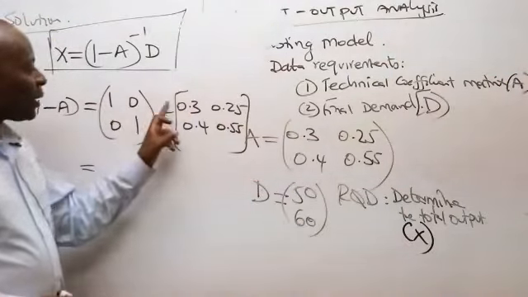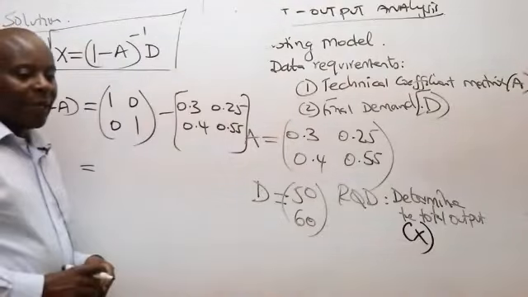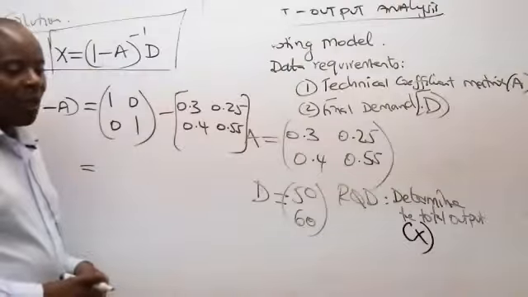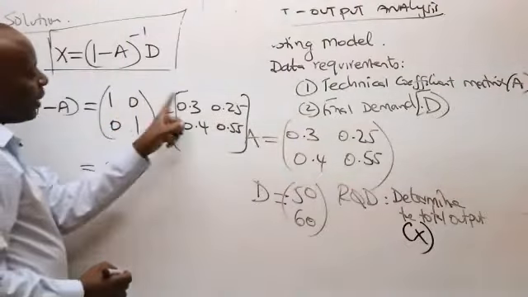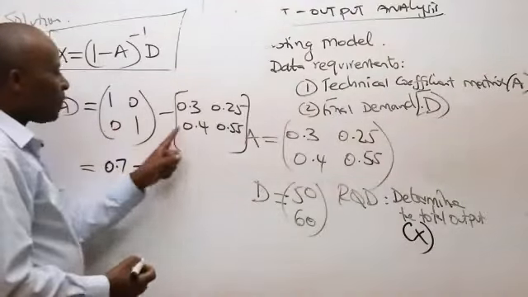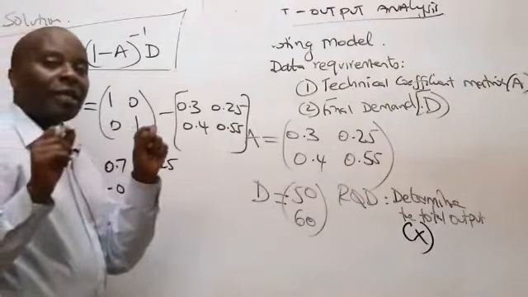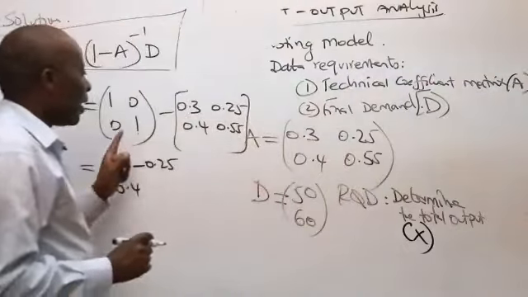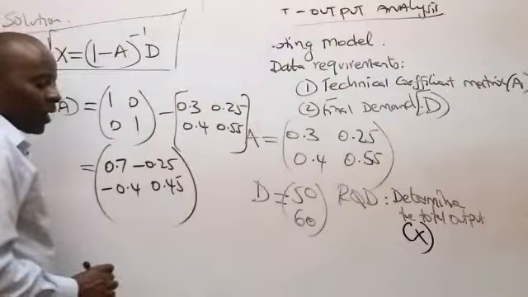So like you say 1 minus 0.3, what do we get? Somebody, 1 minus 0.3? Corresponding elements, 1 minus 0.3 gives me 0.7. The first one is 0.7. And then now we have 0 minus 0.25, that gives us minus 0.25. Then this gives us minus 0.4. We are subtracting corresponding elements. So 1 minus 0.55 gives us 0.45 like that.